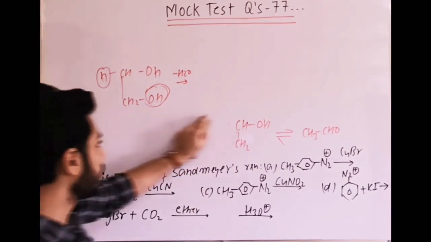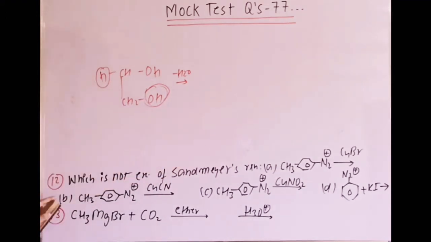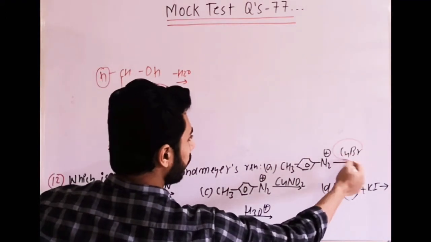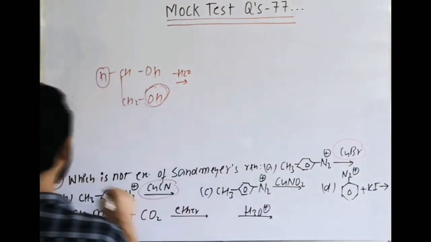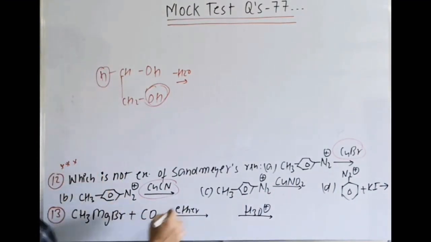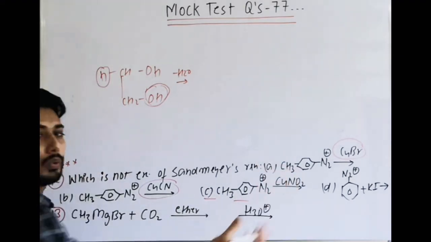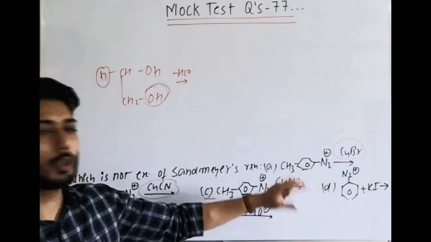Next question is, which is not an example of Sandmeyer. The first one is clearly an example of Sandmeyer, which is CuBr, and CuCN is also there. Now the answer given in NTA is wrong, which is given as C, that CuNO2 gives, because the reason is also wrong, given that Cu plus is there.